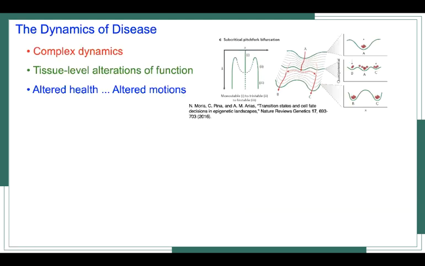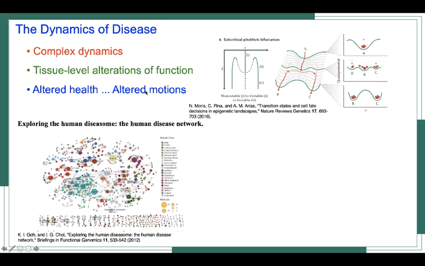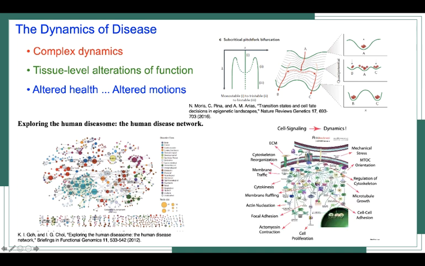The idea that disease is a dynamical system really came from complex dynamics theory, and what we're really going after is altered health and therefore altered motions. Now, in complex systems theory, one thing you can do is look at networks, and this is an example of the human disease network, which shows a comparison of the states among lots of different diseases, and these are sort of static. But you can also look at another type of network.